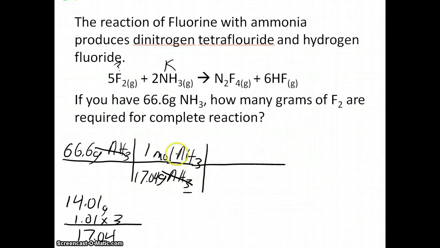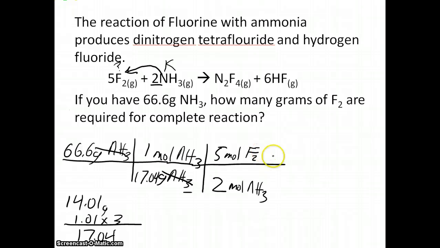To do our mole-to-mole ratio, we're going from NH3 to F2. For every 2 moles of NH3, we have 5 moles of F2. So moles NH3 cancels. Now let's see where we are. We're in moles. What is it asking for? How many grams of F2?